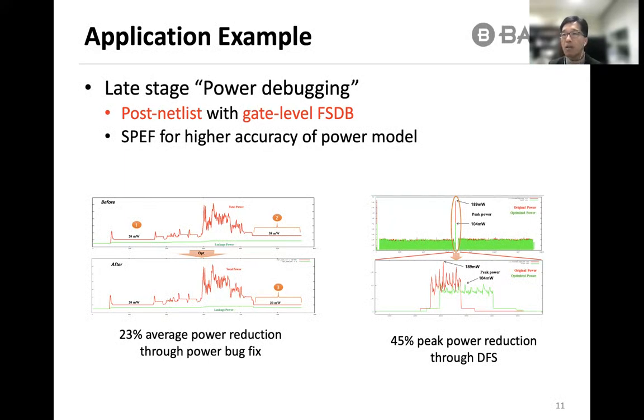In the late stage, post-analysis with gate-level FSDB may be used to create the power model. SPEF may be provided as well for higher accuracy of the power model.